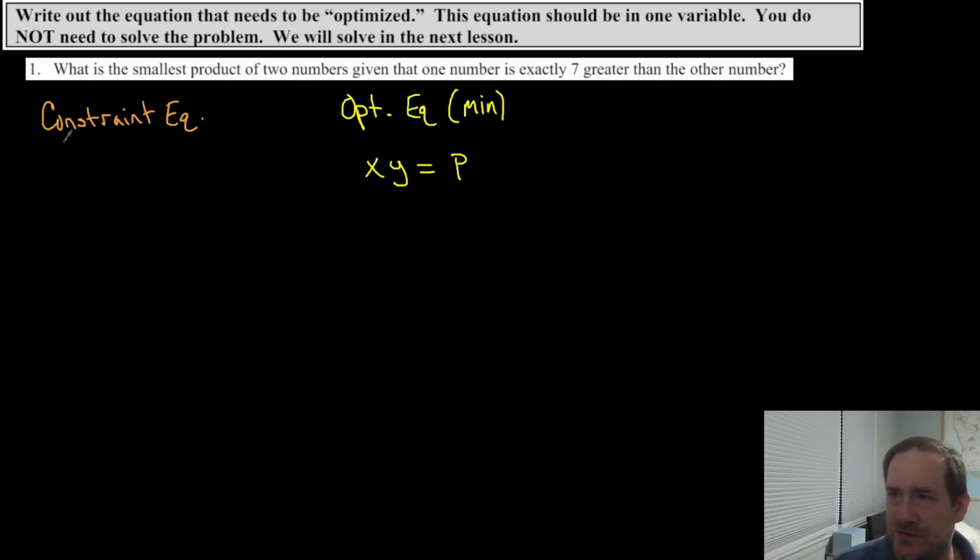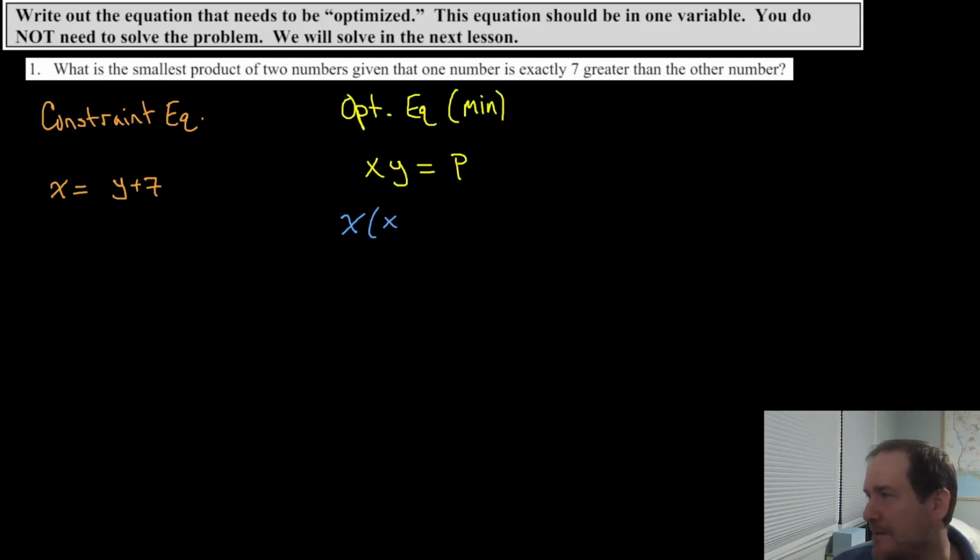And as far as constraint equations go, this one's pretty simple. It says given that one number is 7 greater than the other. So we could basically just say, okay, so I guess x is going to be the one that's 7 units greater than y. Okay, so it's literally already solved. We probably just never should have even written x times y equals p. If it was obvious to you that the equation would just be some number times some number that's bigger by 7, then you could go ahead and just start right there.